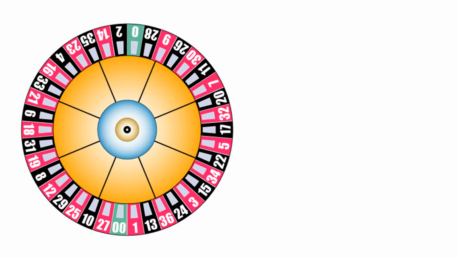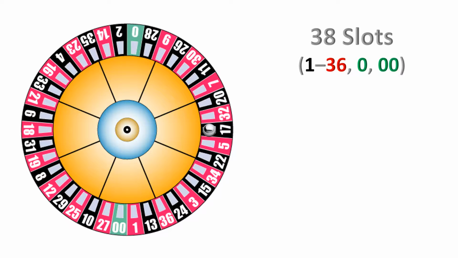This is a roulette wheel, a common gambling game in casinos. A ball is placed onto the wheel, and the wheel is spun until it stops. The ball falls into one of the 38 slots. There are 36 numbered slots, plus a 0 and a double 0.